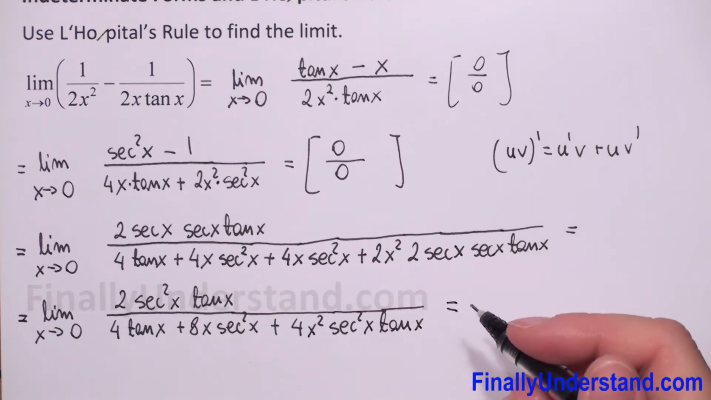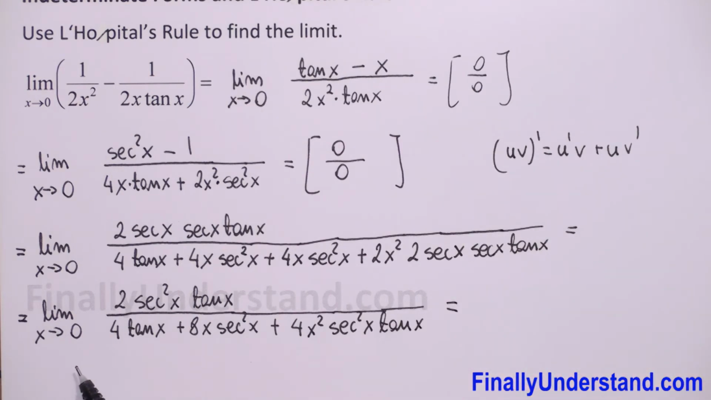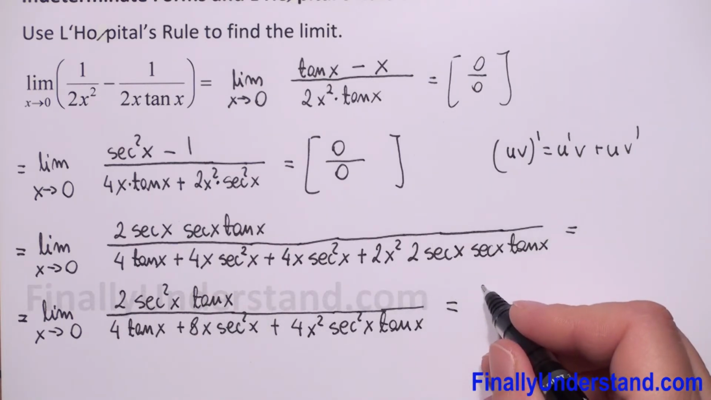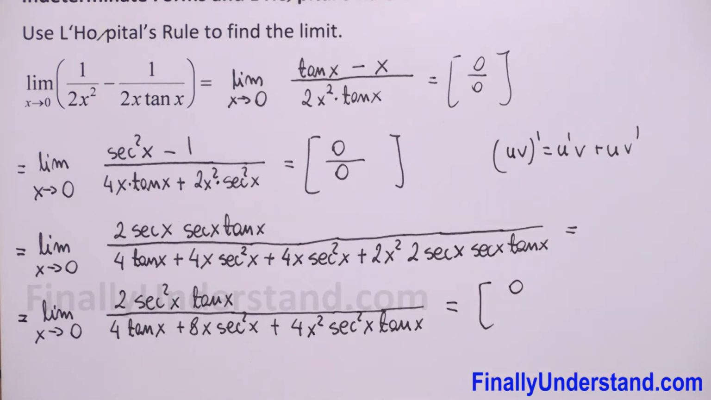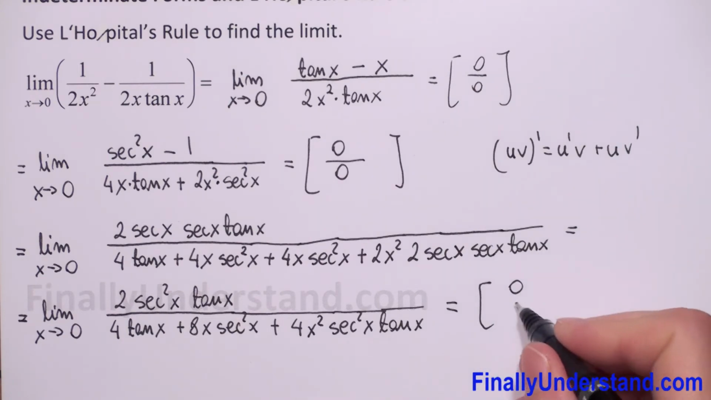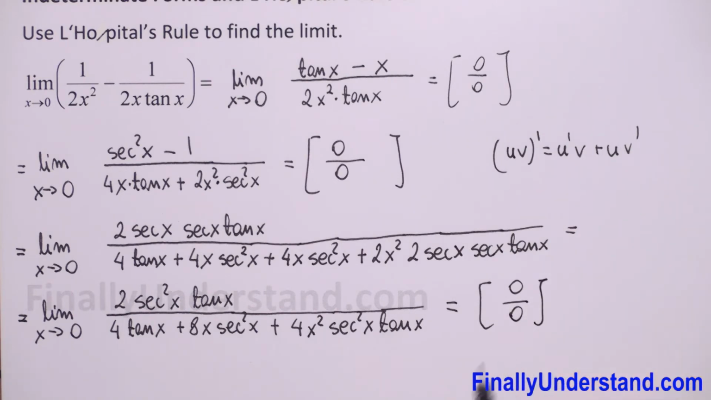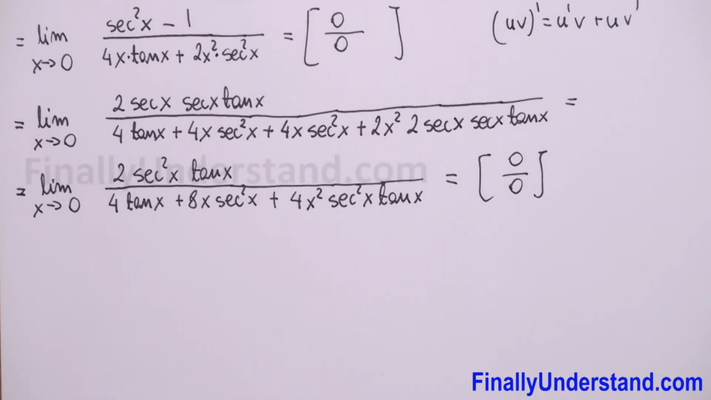So this is equal. Let's see what will be when x approaches 0. Tangent 0 is 0, so we will have 0 in numerator, and in denominator we will have tangent again. 4 times 0 is 0, 8 times 0 is 0, 4 times 0 is 0, so we will have 0 in the numerator. Again we have indeterminate form. We can use L'Hopital's rule one more time.